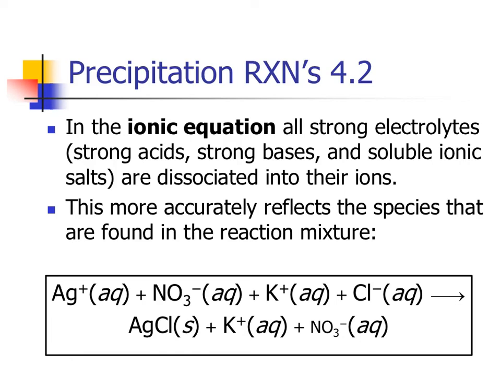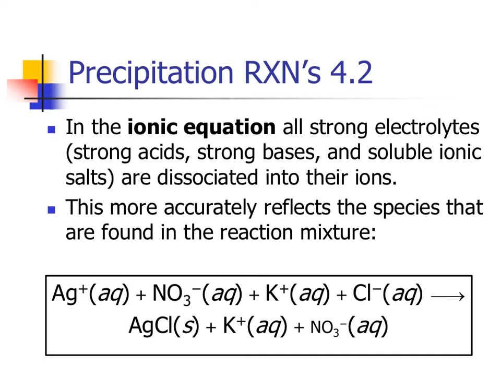So, in the ionic equation, all of our electrolytes, strong acids, strong bases, and any ionic compounds that are going to dissociate into their ions will make these things up. What this does is give us a more accurate depiction of what things actually look like in the beaker or the Erlenmeyer flask or wherever, in that these ions are just floating around as we see them.